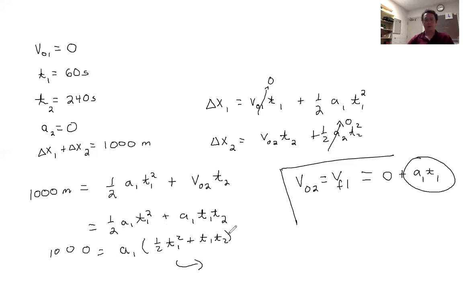Or let's just write it all in there. The acceleration for part 1 must be 1,000 meters divided by the quantity, half t1 squared plus t1 t2. And now I'm going to pause the recording just for a minute and I'll type it all in my calculator and get what I get.